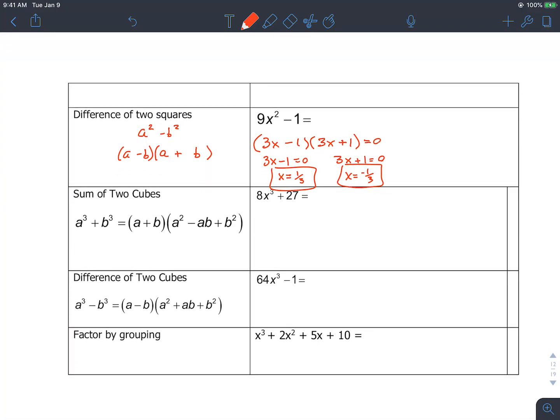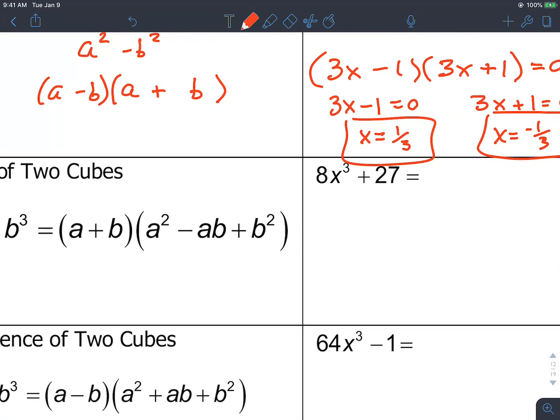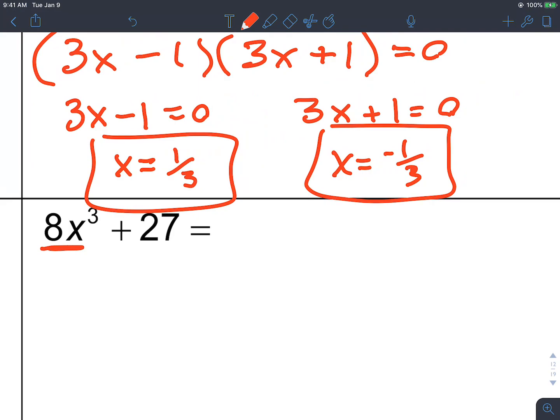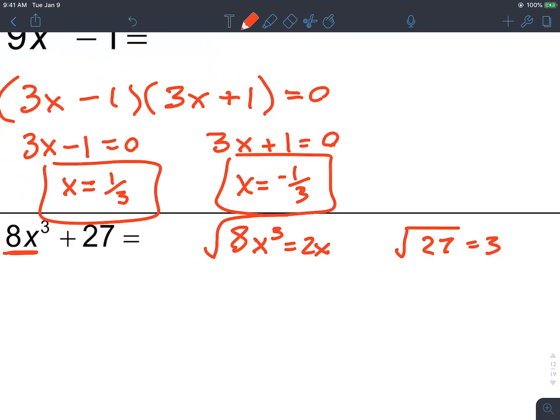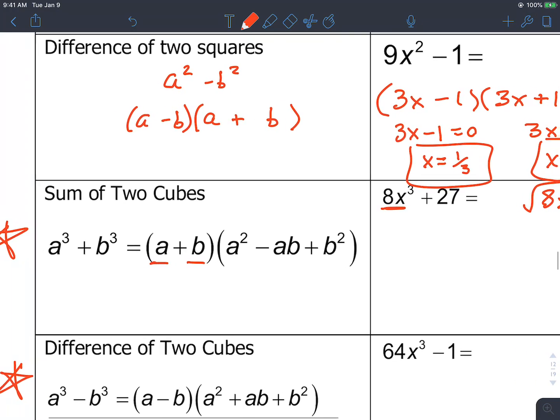Now, these next two are the new ones, so you'll probably have not seen these. You have the sum of two cubes and then the difference of two cubes. What you need to figure out here is, in this case, what's the cube root of 8x cubed? This will be the shortcut. If you know the cube root of that number and the cube root of the other number, that's 2x and this is 3. So our a and our b are going to be 2x and 3.